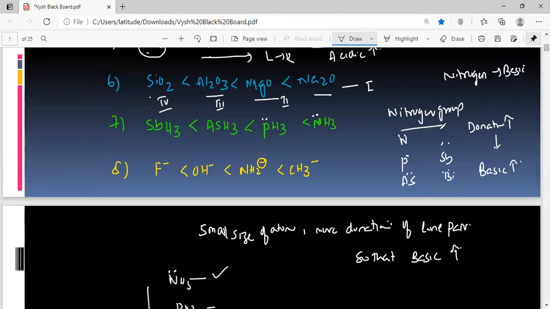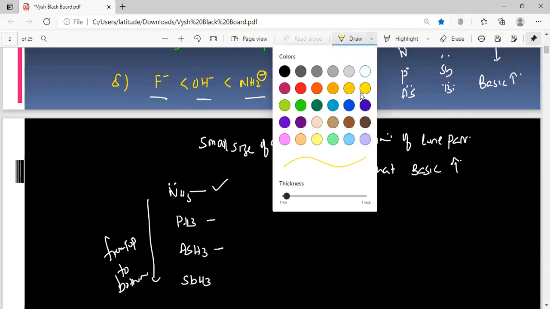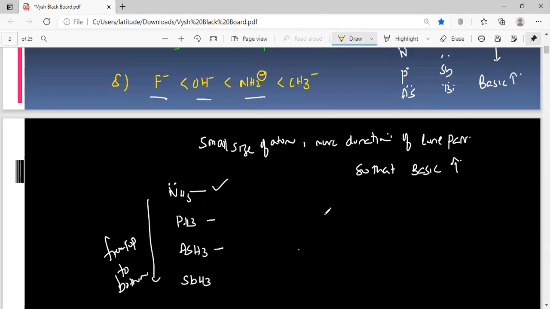That's why we can say that basic character decreases from top to bottom in the case of the nitrogen family. Whereas in the case of F minus, OH minus, NH2 minus, CH3 minus, look at here, these are the period elements. Now in this case, we will write it as carbon. Next one is NH3. Next one, water and fluorine. Carbon, nitrogen, and here it is HF, hydrogen fluoride.